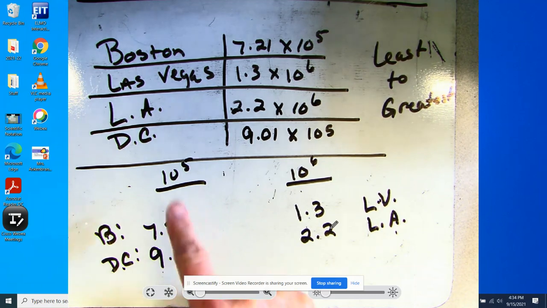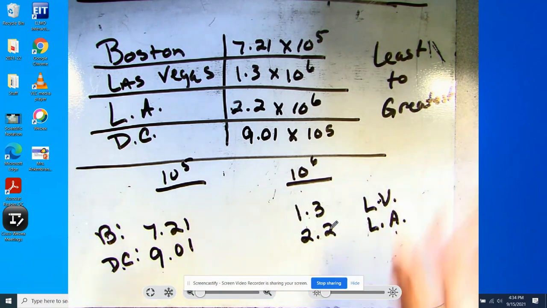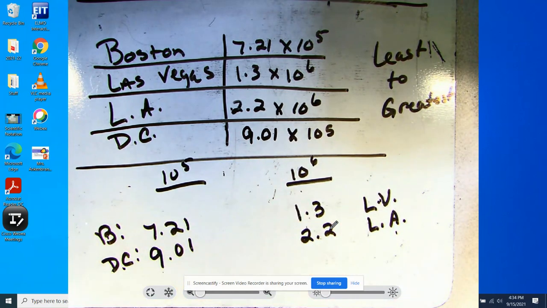Okay? So use the exponents to separate them into two groups first and then put them in order, either from smallest to largest or largest to smallest, depending on what you're asked for.